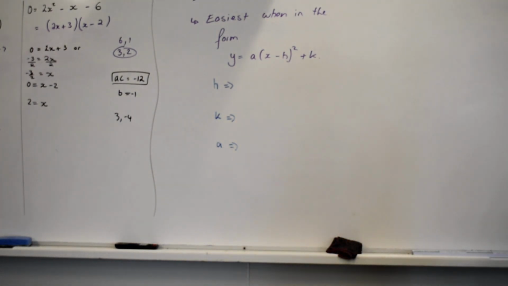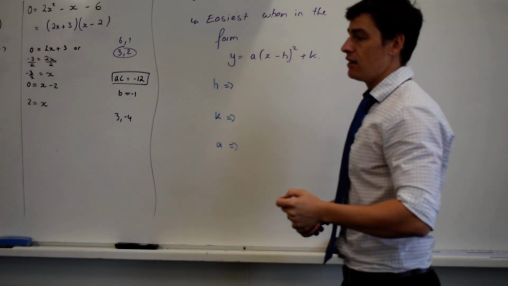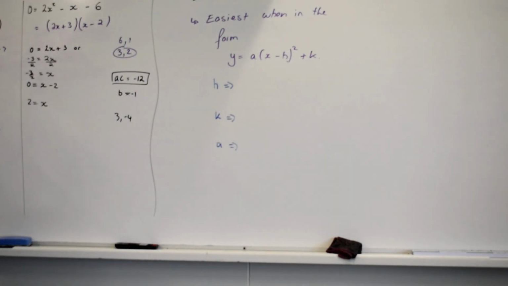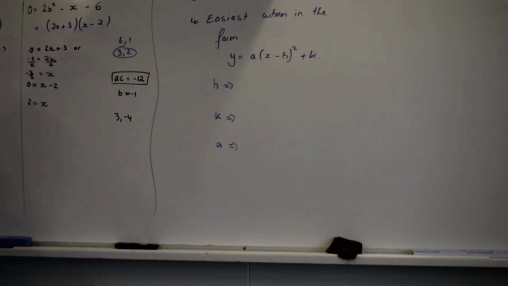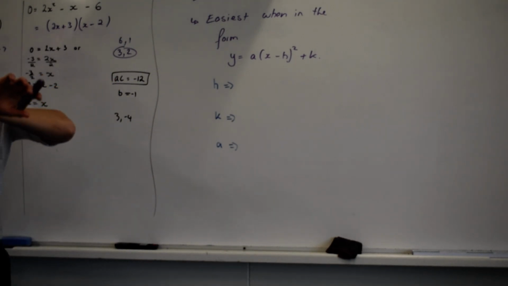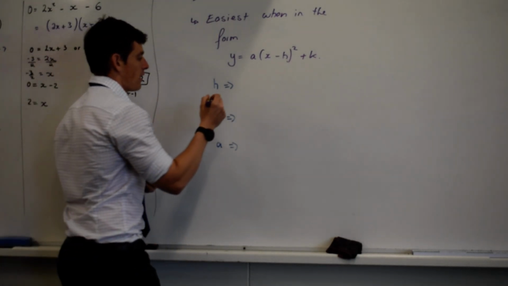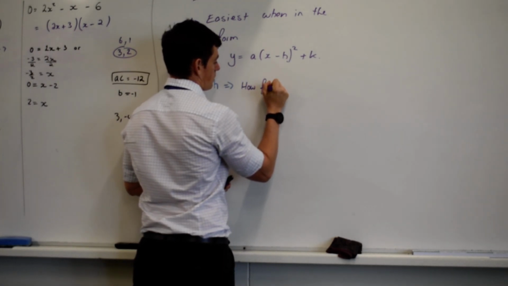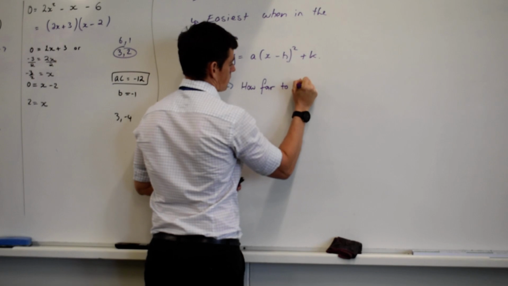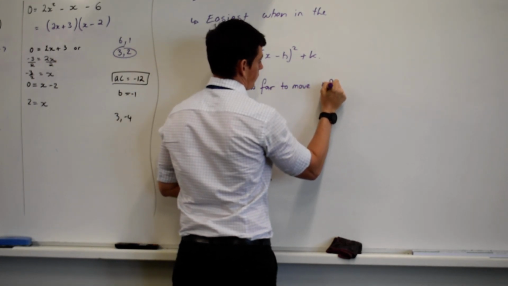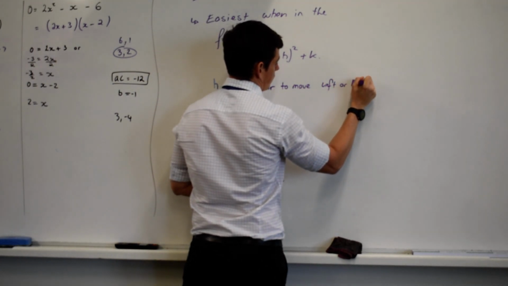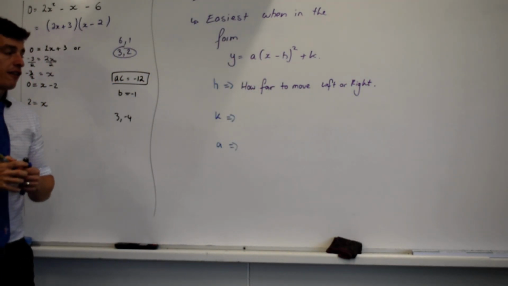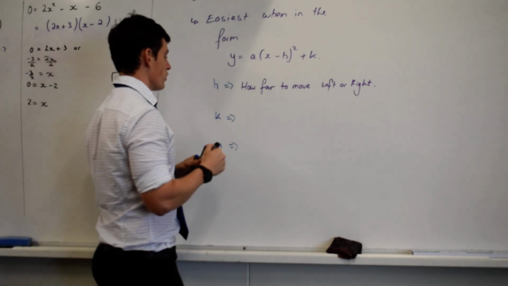Why is it nice and easy? Because I can automatically see my horizontal shift. How do I know where my horizontal shift is? What value tells me about my horizontal shift? H. So H tells me about how far to move it left or right. It's called the horizontal shift.